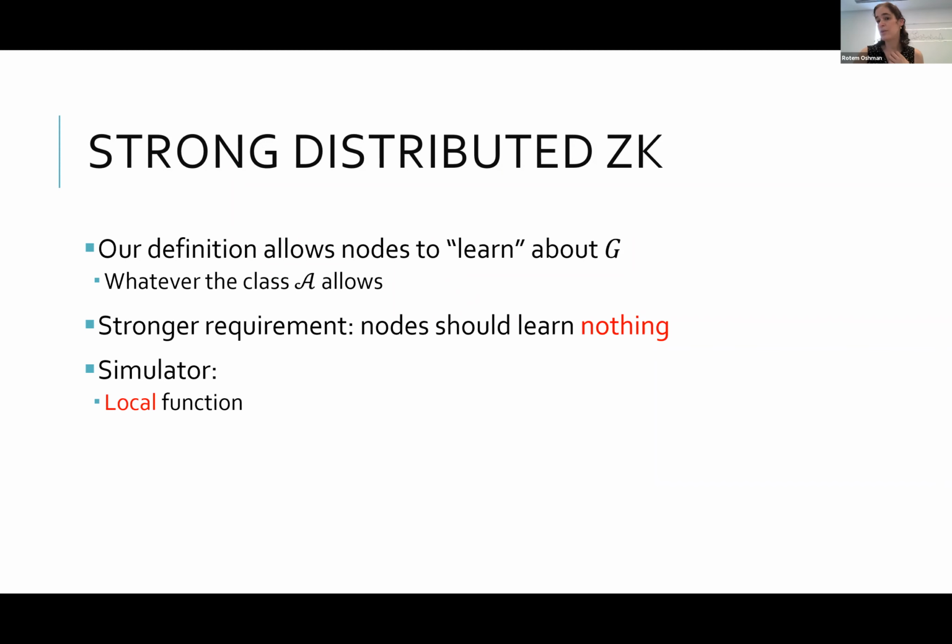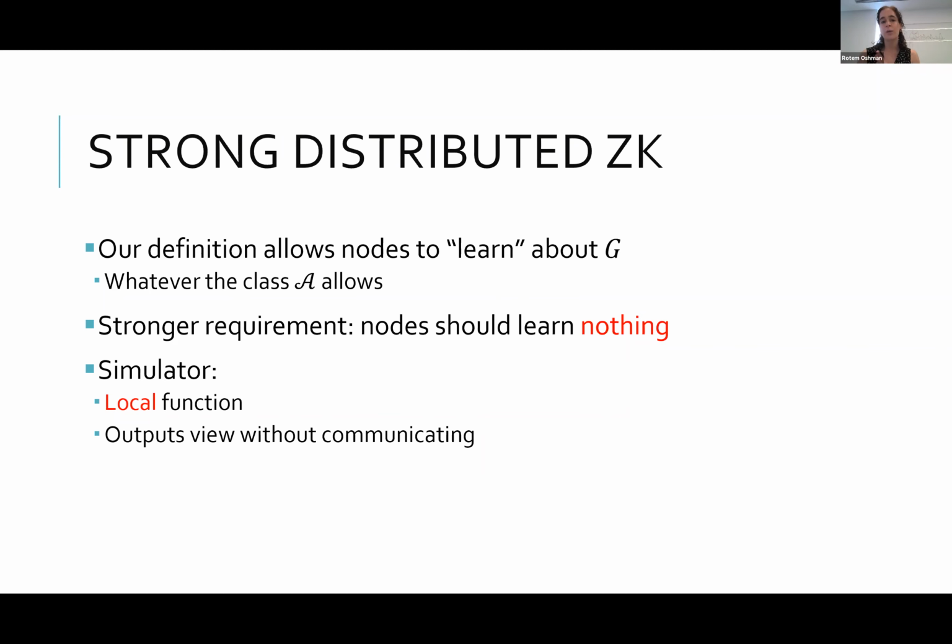It takes your own input, your neighbors and your input if you have it, and it outputs a view. It talks to nobody. There is no prover, and it doesn't talk to any neighbors or anybody else in the network. It's just a local function which takes your own view and generates this fake conversation. And again, we require that this should be the correct distribution. So the distribution of this view output by the local simulator should be exactly the same as if the prover was there and I was talking to the prover and to my neighbors.